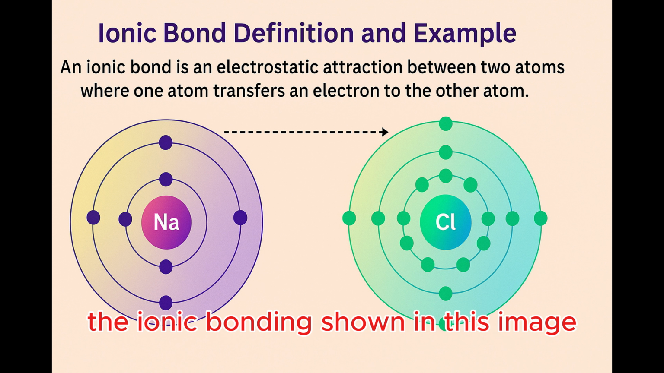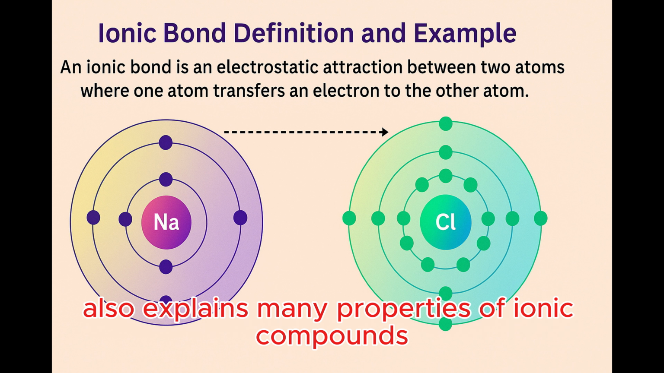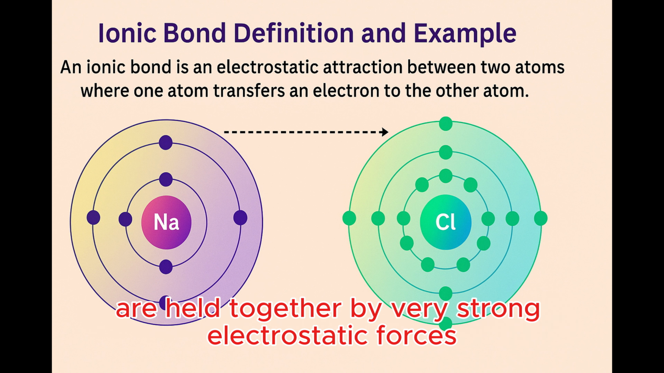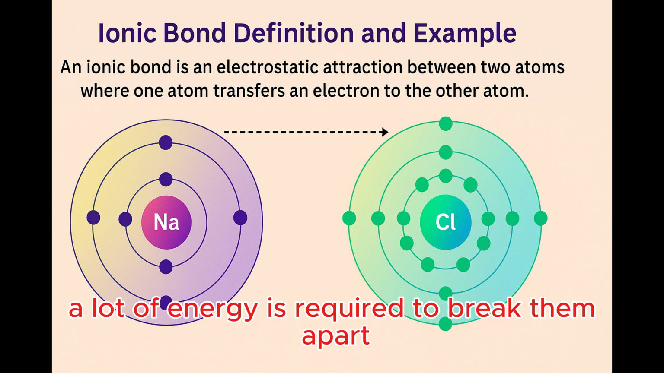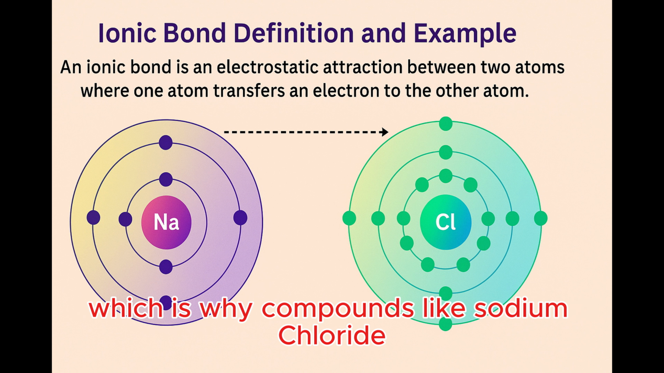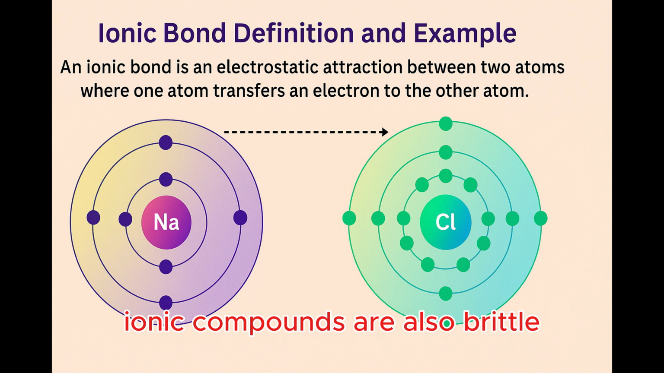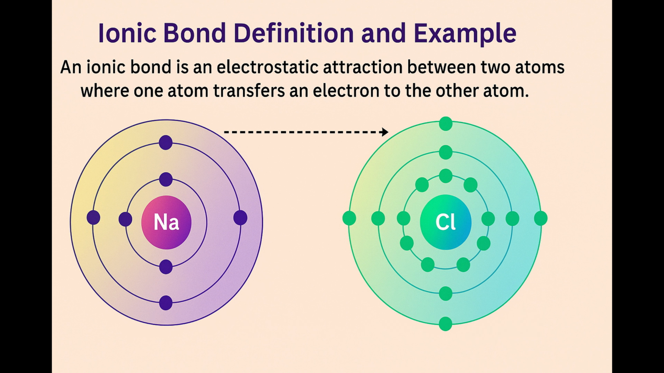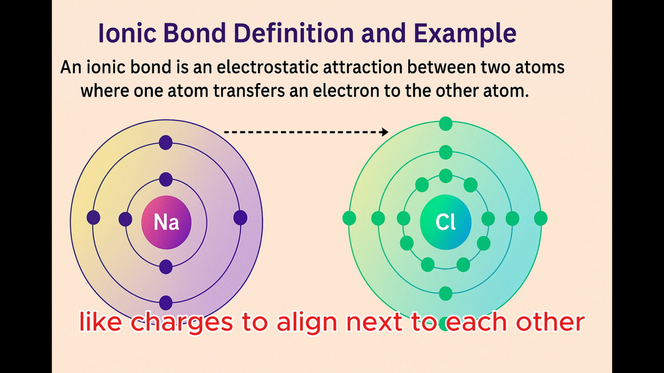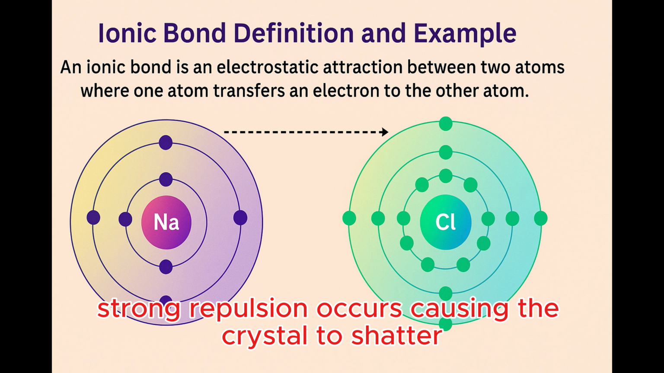The ionic bonding shown in this image also explains many properties of ionic compounds. Because the ions are held together by very strong electrostatic forces, a lot of energy is required to break them apart, which is why compounds like sodium chloride have very high melting and boiling points. Ionic compounds are also brittle, because when stress forces like charges to align next to each other, strong repulsion occurs, causing the crystal to shatter.